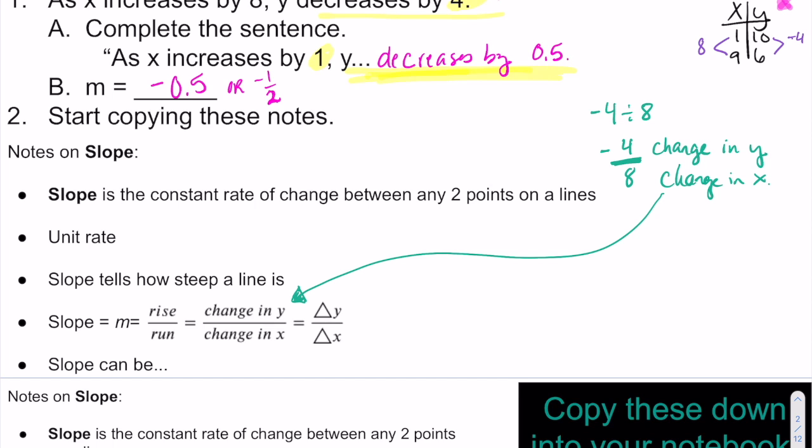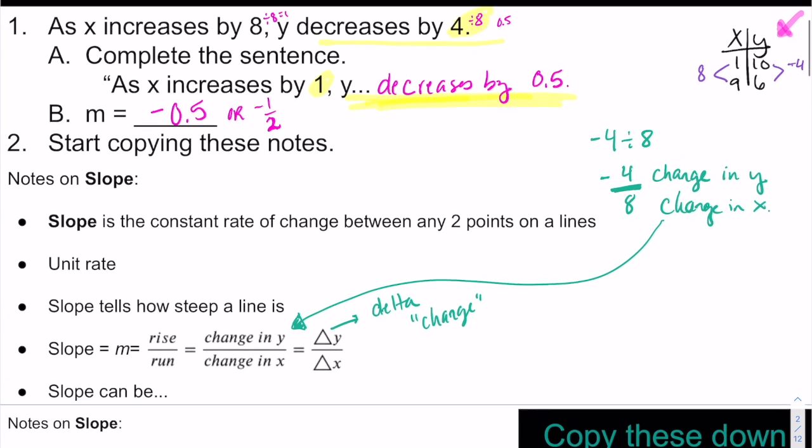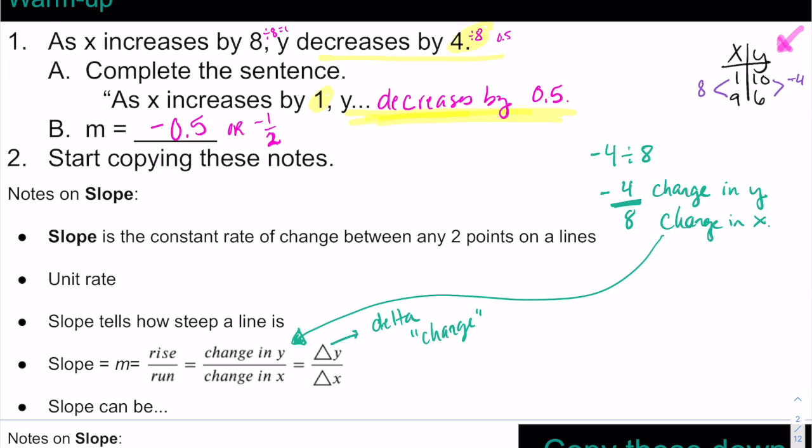We're going to look at it in a few different problems. Rise over run, change in y over change in x, and delta y over delta x. So this triangle, that is the Greek symbol, delta, but it means change in. So when we say delta y, that's just the shortcut for change in y. Same thing for delta x and change in x. It's just a quicker way to write it or abbreviate it. You've already been finding slope. We're just going to officially name it today.